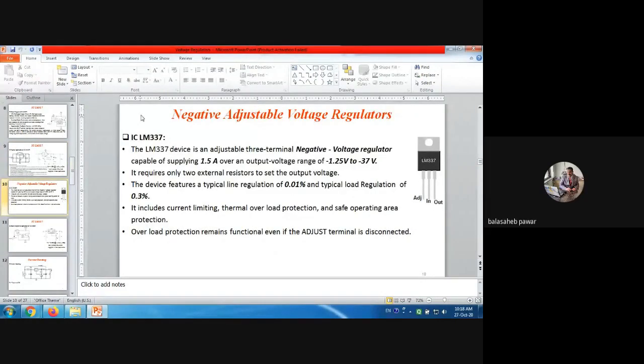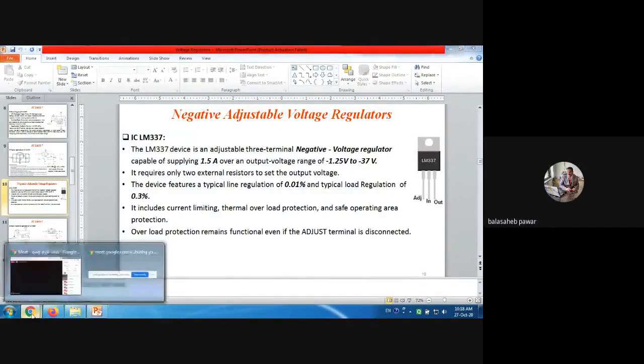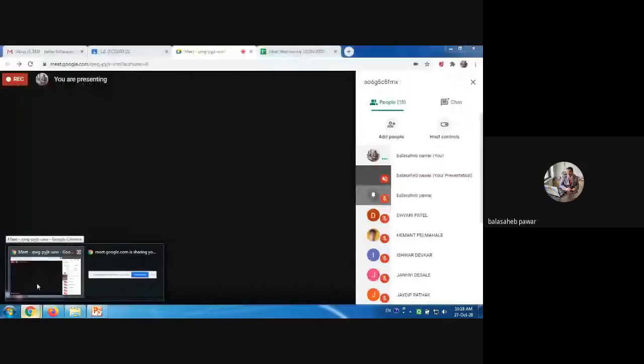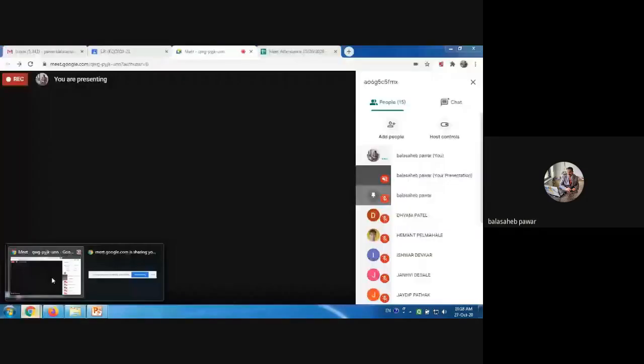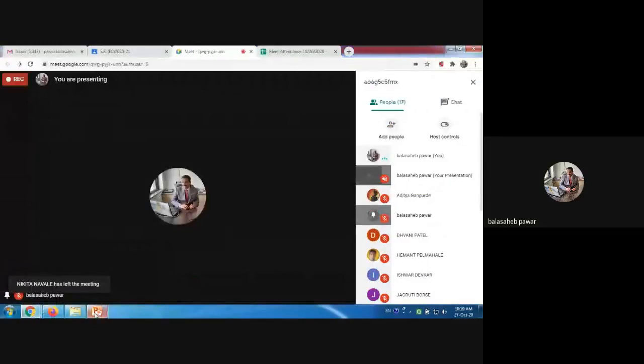Okay, so the currently shown slide is for the negative adjustable voltage regulator. If you compare it with the previously studied one, that is LM317, you will observe some common things, and that is nothing but its rating.